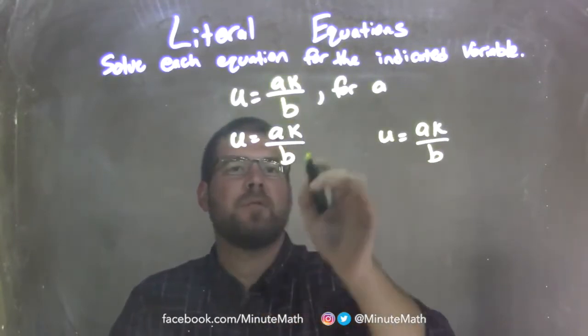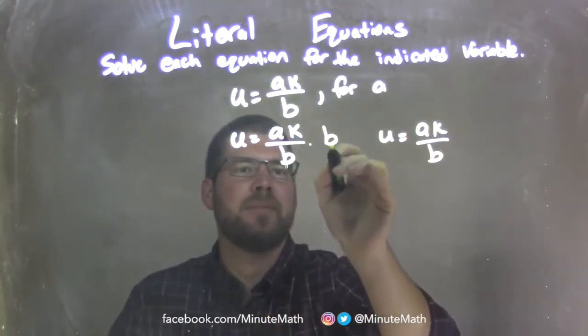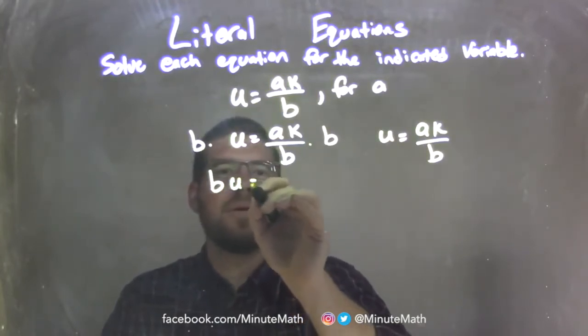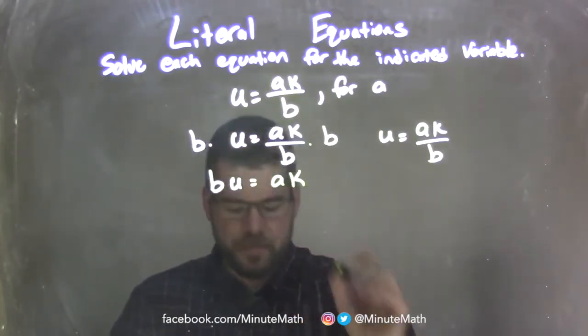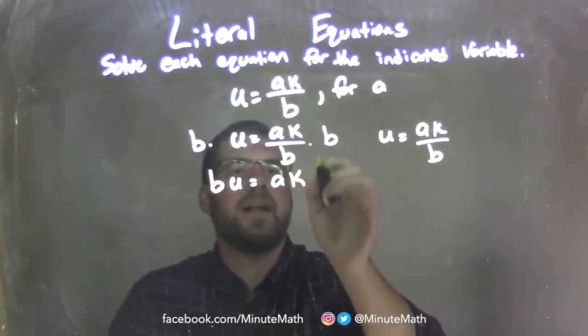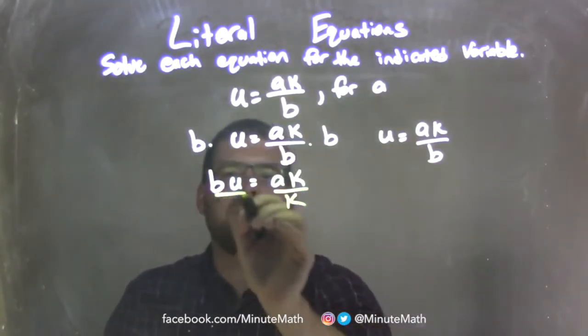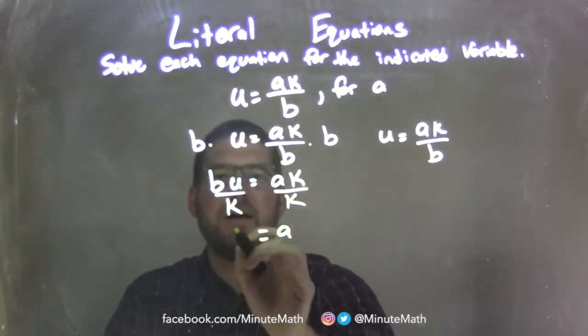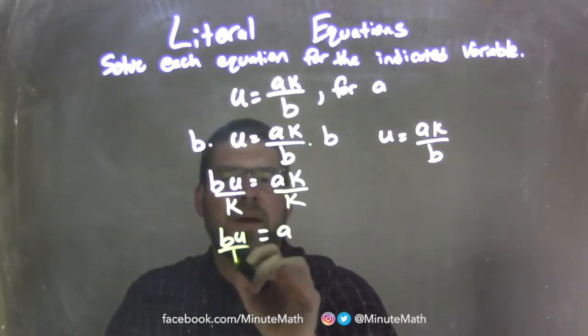I can first, right here, just multiply both sides by B. Multiply by B, leaving me with BU equals AK. Okay? And it doesn't matter if you write it as UB as well. Then I need to divide both sides by K, doing it separately. That leaves me with A equals BU over K.